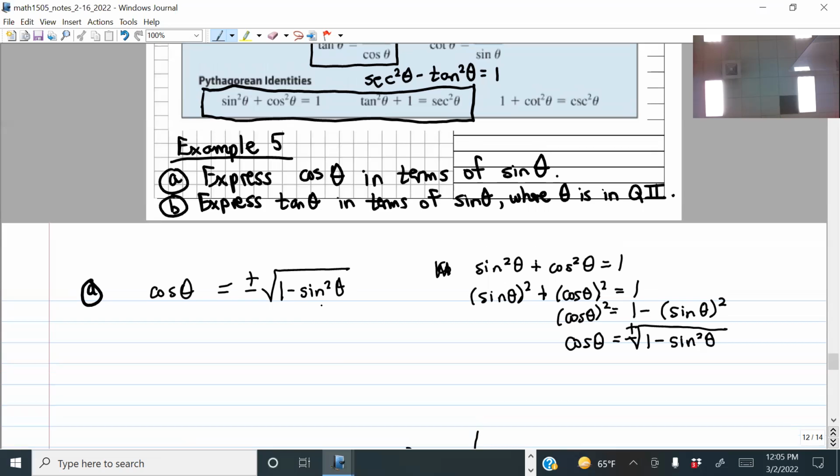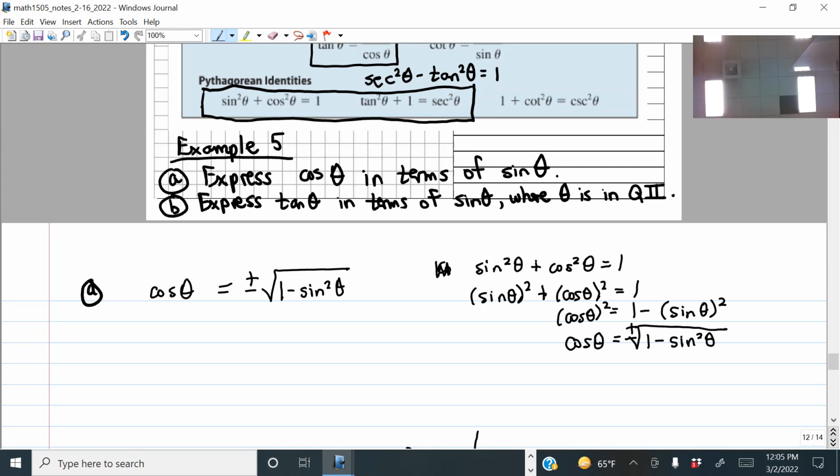See, this expression only involves sine, right? And so there you have cosine of theta computed in terms of the sine. Let's see what the second one says. Express tangent of theta also in terms of the sine, but where theta is in quadrant 2.